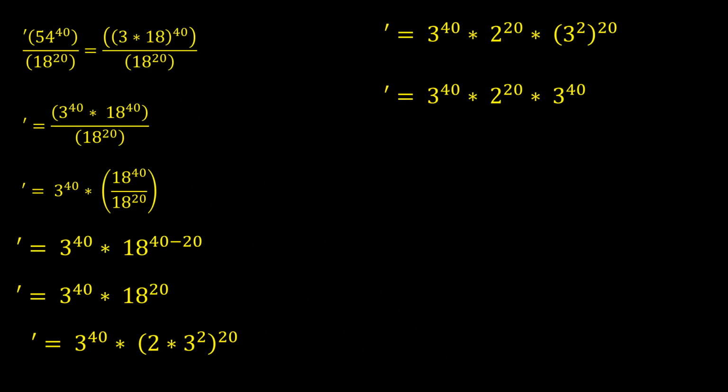Simplify the exponent 3 squared to the power of 20, which equals 3 to the power of 40. We now have 3 to the power of 40 times 2 to the power of 20 times 3 to the power of 40. Combine the powers of 3 to get the final simplified expression, 2 to the power of 20 times 3 to the power of 80.